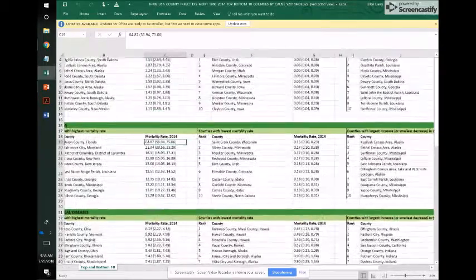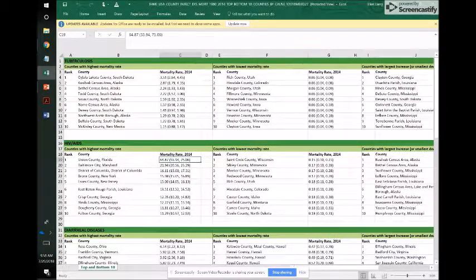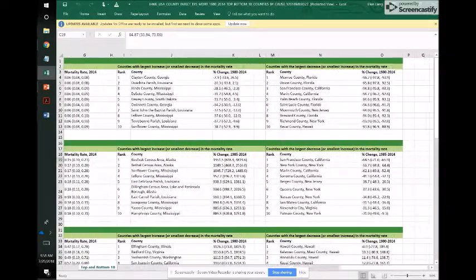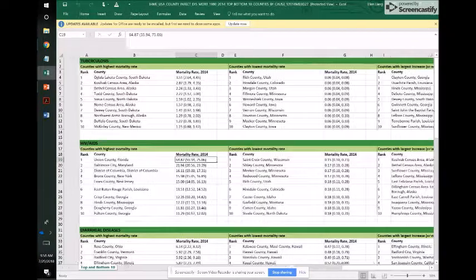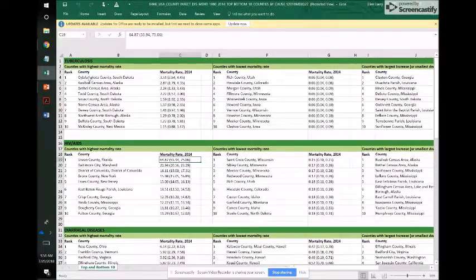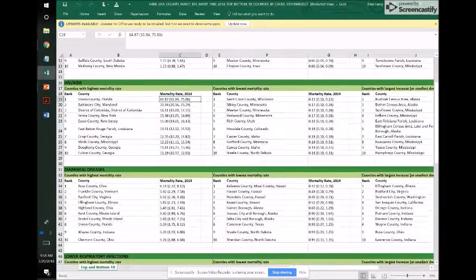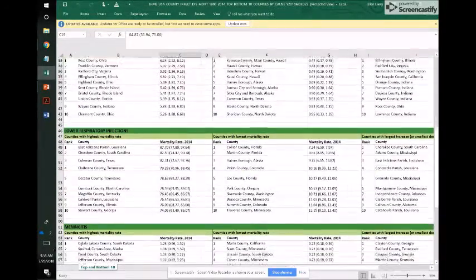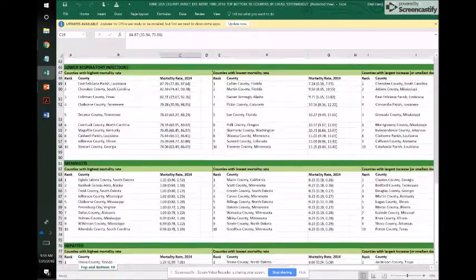So here we have the highest mortality rate and lowest mortality rate of infectious diseases in the country in the year of 2014. And this breaks it down by, like I said before, the highest mortality rate and lowest mortality rate, as well as counties with the largest increase and largest decrease in the mortality rate. And it splits it up by the type of infectious disease. So there's tuberculosis, HIV, AIDS, diarrheal disease, lower respiratory infections, meningitis, hepatitis.